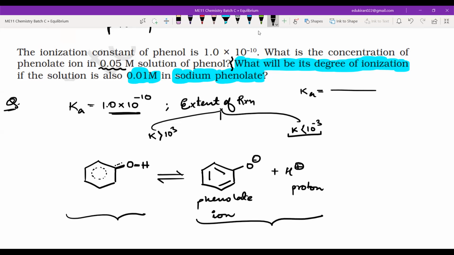Arre, what is our situation? Tell me. We have K, so K is less than 10 to the power -3 or more than 10 to the power -3. You tell me which is the situation here. What is the K? 10 to the power -10. So now you tell me, it is greater than 10 to the power -3 or less than 10 to the power -3? Less than. Okay. So K is less than 10 to the power -3. Now you tell me, reactant side or product side?